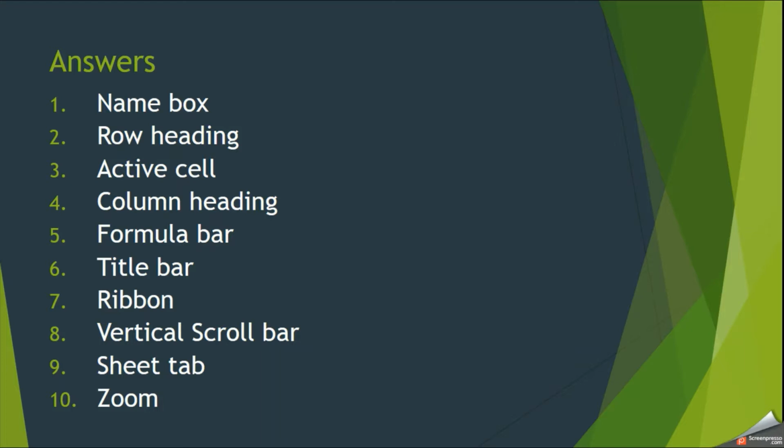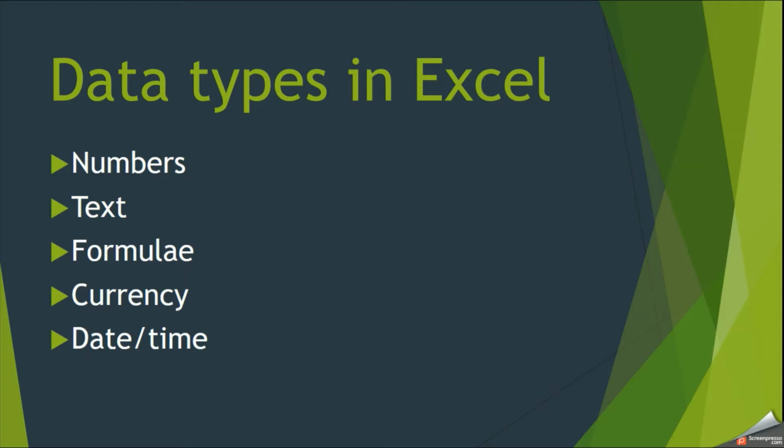So now let's move on to the new topic in MS Excel. Let's see what are the different types of data that can be entered in an MS Excel window. We can enter mainly 5 different types of data in the cell. What are those? The first are numbers. I can enter numbers in any form like decimal numbers, fractional numbers, whole numbers. All the numbers can be entered in the cell.